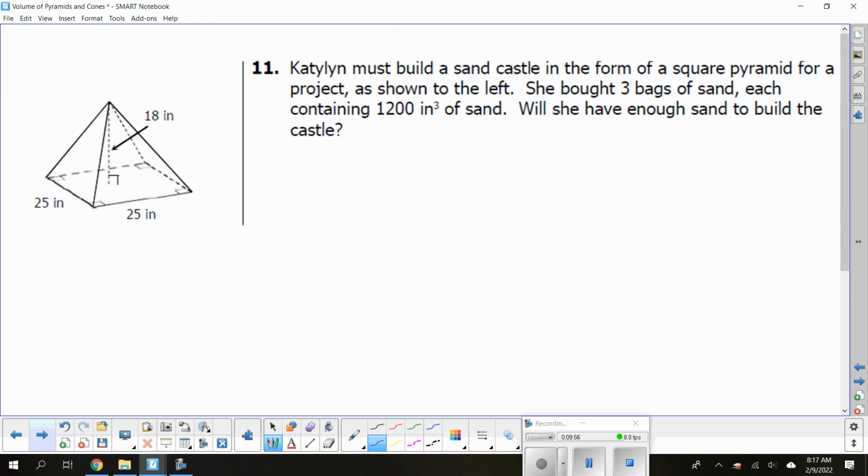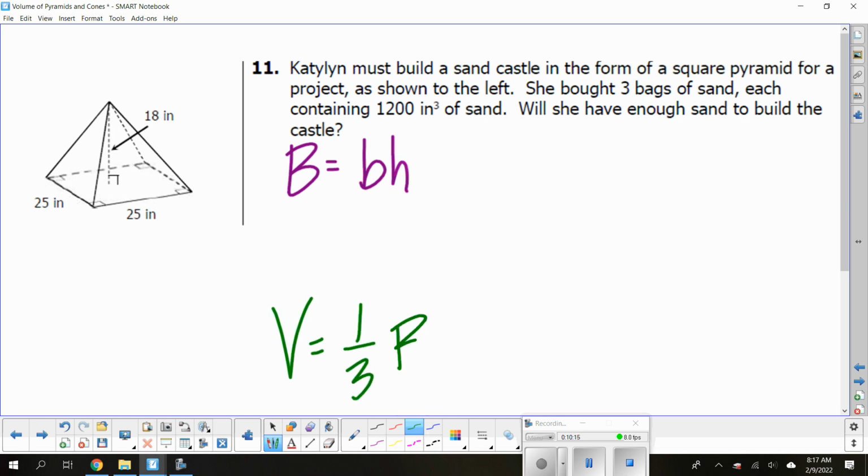Alright. Caitlin must build a sandcastle in the form of a square pyramid, as shown to the left. So first, all I want you to do is find the volume of that square pyramid. So big B, base, times height, your square. Volume would be 1/3 big B times the height of that. So go ahead and pause the video and do that.